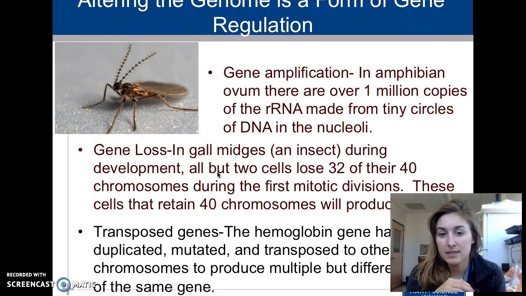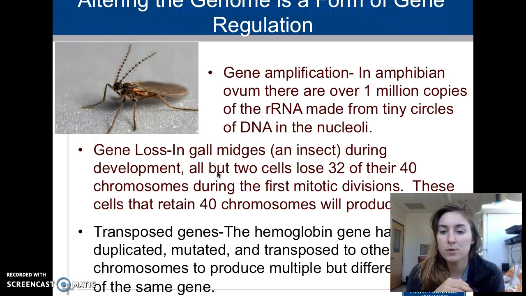Gene loss: in an insect, we call them gall midges, during development, all but 2 cells lose 32 of their 40 chromosomes during the first mitotic division. These cells that retain the 40 will produce gametes, and so we can determine what genes are expressed through that.